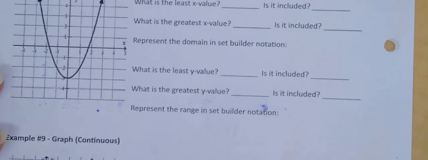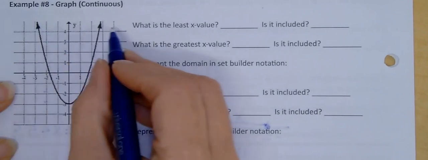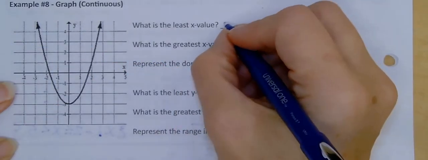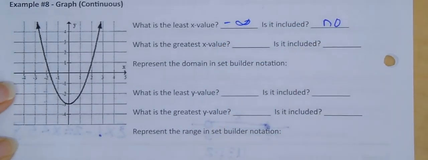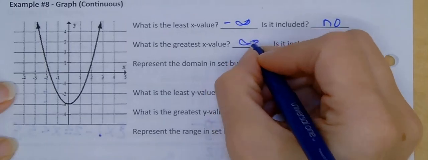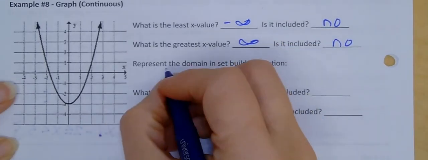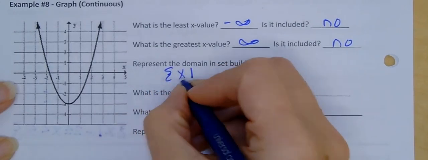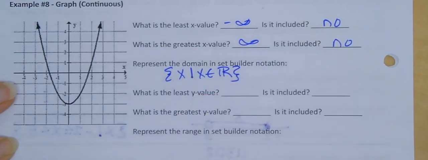So example 8 is a little bit more exciting because on the x values, I can go forever to the left, I can go forever to the right. So my smallest x is negative infinity, and it is not included because we never include infinity. And positive infinity is the biggest, and it is not included. If I want to represent that domain, I'm just going to say x such that x is an element of the real number system. But you can write it either way. You can go back to your old example and use that other way.